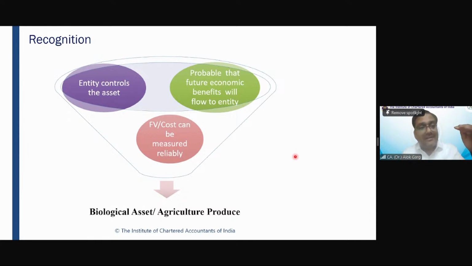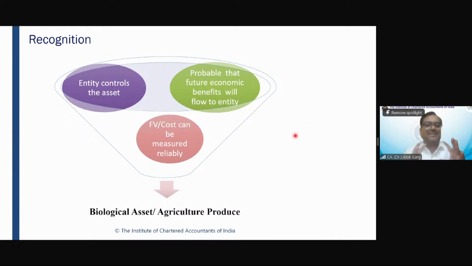So recognition. A biological asset or agriculture produce is going to be recognized when 3 conditions are satisfied: future economic benefits should be probable, fair value or cost can be measured reliably, and the entity should control the asset. When these 3 conditions are satisfied, then you can recognize that biological asset or agriculture produce. I hope it is clear to everyone now. I have given one example of a biological asset and one example of agricultural produce.